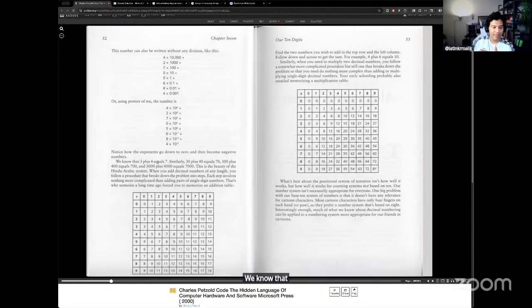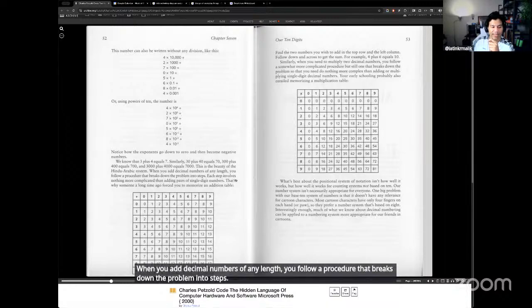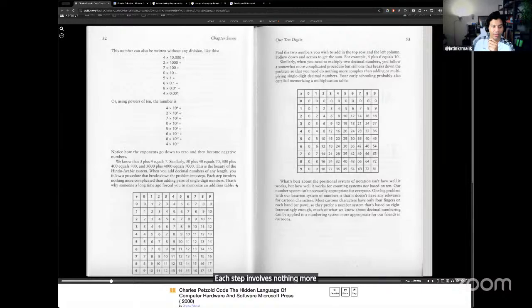We know that 3 plus 4 equals 7. Similarly, 30 plus 40 equals 70. Similarly, 300 plus 400 equals 700 and 3000 plus 4000 equals 7000. This is the beauty of the Hindu-Arabic system. When you add decimal numbers of any length, you follow a procedure that breaks down the problem into steps. Each step involves nothing more complicated than adding a pair of single digit numbers.